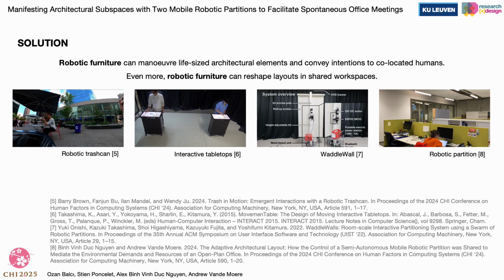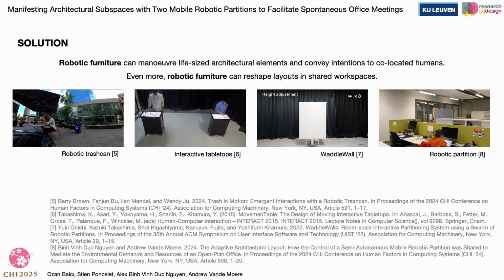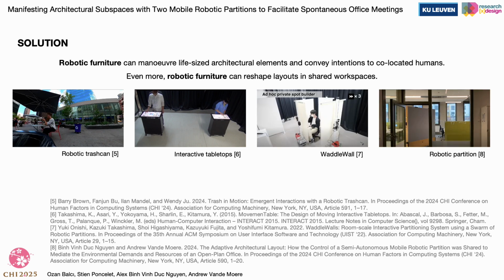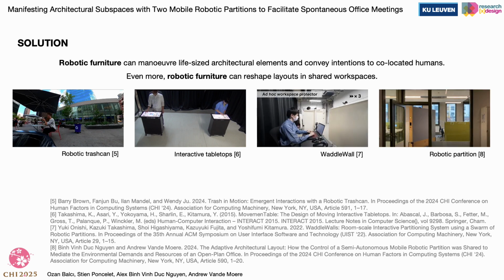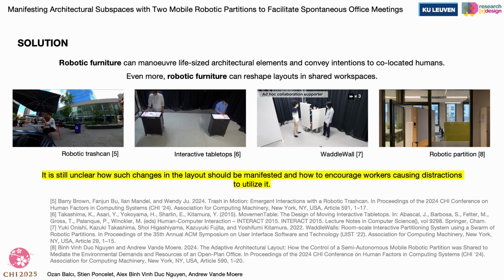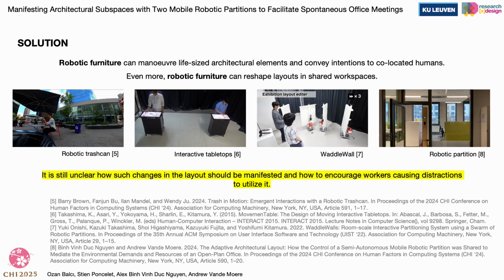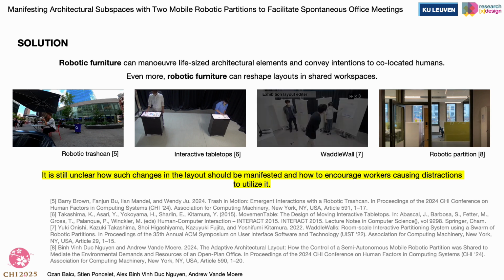Building on these promising findings, our study seeks to push this concept further. Instead of just demarcating a space, we aim to use robotic partitions to manifest fully enclosed subspaces that could reduce distractions. However, a major question remains: how should these layout changes be manifested, and how can we encourage workers who are causing distractions to use this space?